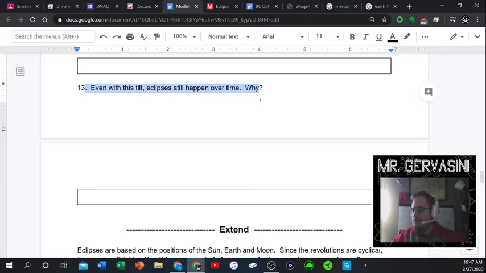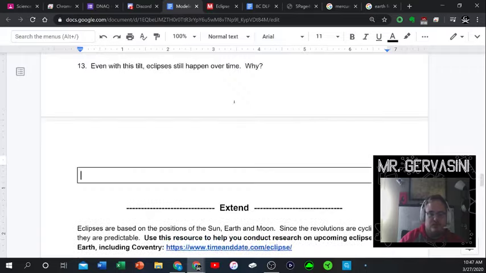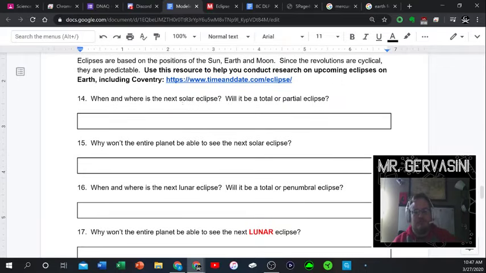There's usually 1 or 2 lunar eclipses every year, depending on where you are on the planet, when nighttime is for you. So half the planet will see a lunar eclipse. Only a tiny portion will ever see a total solar eclipse. So that was the explain. It was pretty short. These next 4 are also pretty short too.